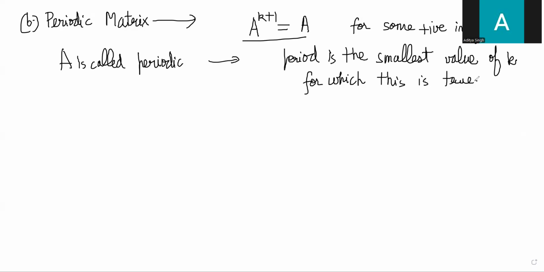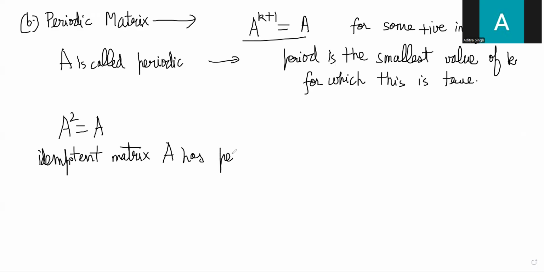Do you understand what I'm saying? So basically, if a square was equal to a, then idempotent matrix A has what period? One. So idempotent matrix A has a period of 1 because k is equal to 1 and this is the smallest power such that the power of A is the same as A, right? Yes. Okay, so we have seen the idempotent matrix. We have seen the periodic matrix.